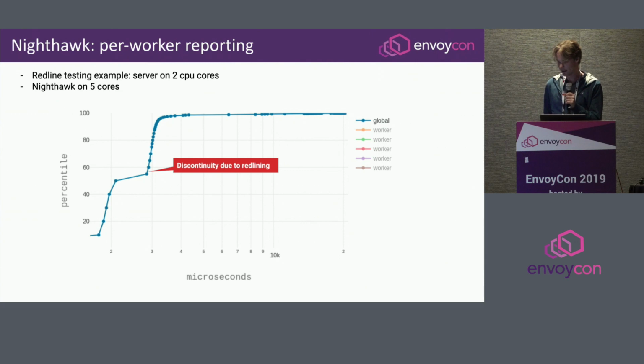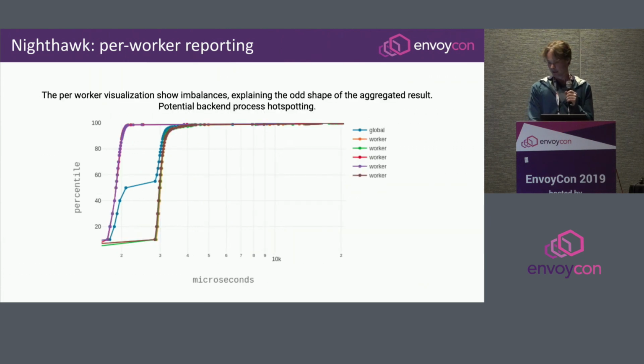Sometimes just looking at the global aggregated numbers doesn't tell all. In this case, the latency plot is an odd shape, which cannot be explained without looking at the underlying data. So here we plotted the per worker output of Nighthawk using Plotly, and we can see that some of the connections ended up unevenly spread across different Envoy workers, and obviously the more busy threads show worse latencies in this case, and this explains the weird global aggregated shape.